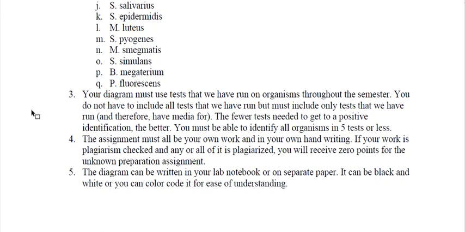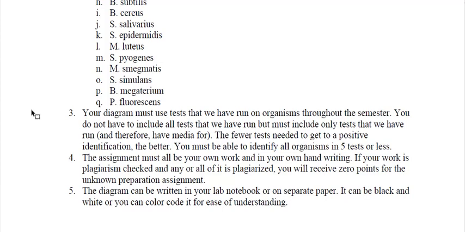Step 3 is your diagram must use tests that we have run on organisms throughout the semester. You do not have to include all of the tests that we have run, but you must include only tests that you have run in the class. So this would be assuming we went through and we did all the labs up through 13 that you have written up in your lab notebook. We would be in the classroom, and again, you would only have the media that we have. So even if you were online and you were trying to research B. megatherium, and you found out that you could do some test for B. megatherium that allows you to identify it, if it's not something that we had used in the classroom and therefore have the media for, then it's not a test that you can do.